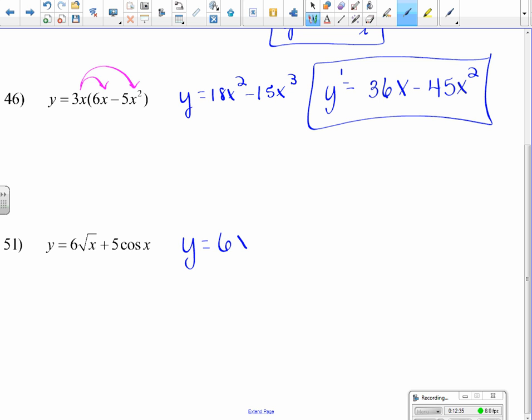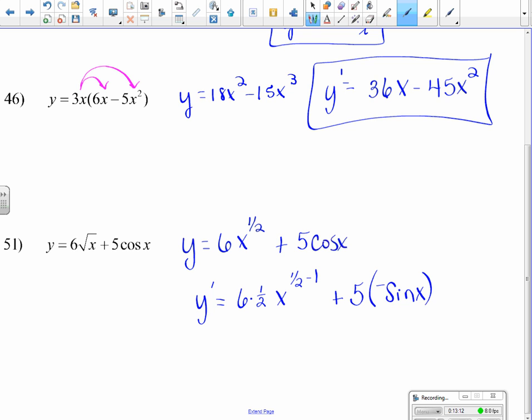You know, I have kids in Calc 2, and they still like to switch up that radical and write it as x to the 1/2. Eventually, you do get used to a pattern for it, and after you do a few of them, you'll catch on that there's a pattern. Y prime equals, okay, the half comes down, so I'm going to have 6 times the half, x to the 1/2 minus 1, plus 5 times the derivative of cosine. If you want to look at the forward page where we did it, it turns out the derivative of cosine turns into negative sine x.